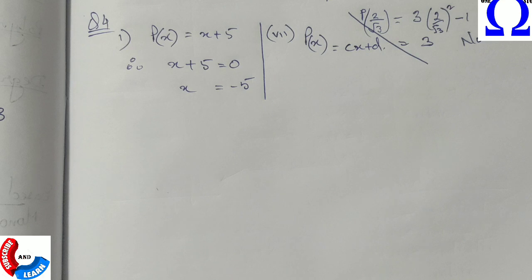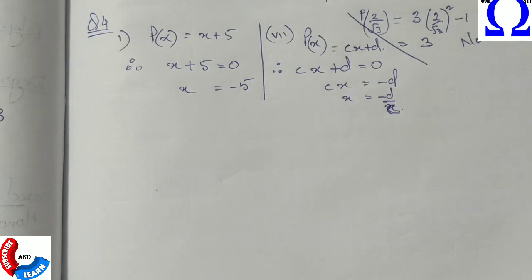And I think you can do all the rest of the parts like this, because you know the transposition method very well. So I'm skipping the other parts and doing one more for you. In the same manner of transposition, we find the value of x to be minus d by c. So minus d by c is the 0 of the polynomial cx plus d. Okay, understood?